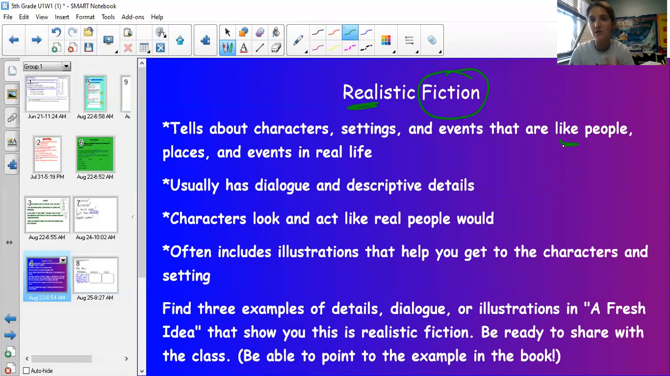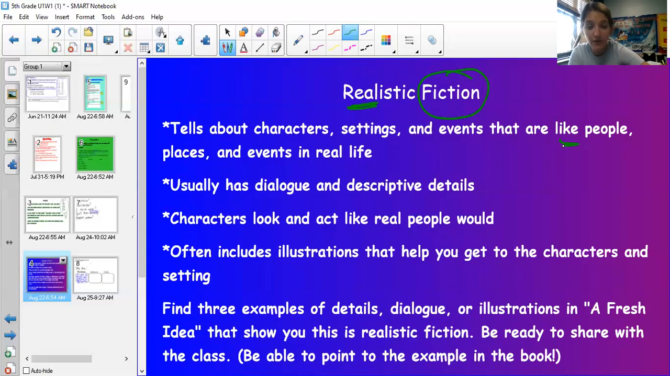So dialogue, I like to do this, dialogue. Whenever somebody talks, they'll have quotation marks around it, and that indicates that somebody is talking. So it usually has dialogue and descriptive details. It gives details that help you visualize in your brain what is happening. Characters look and act like real people would. So they're not going to have any superpowers or anything. It would be normal things that you and I could do.